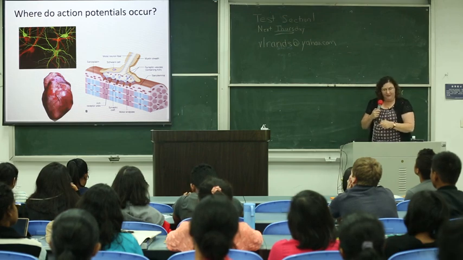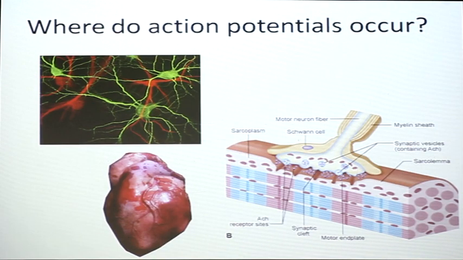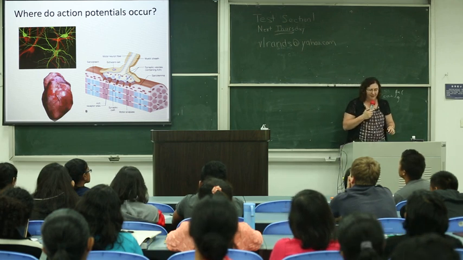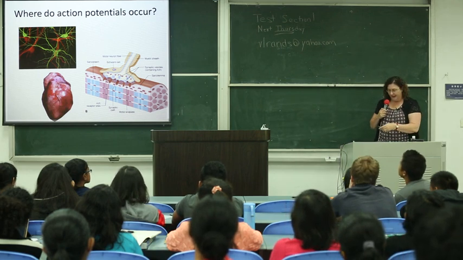So, action potentials occur all over your body for different reasons. They occur inside your brain. These are neurons inside your brain. They occur at the neuromuscular junction where the nerve tells the muscle what to do. And they also occur in your heart, because your heart can pump all by itself even without any messages from the brain.